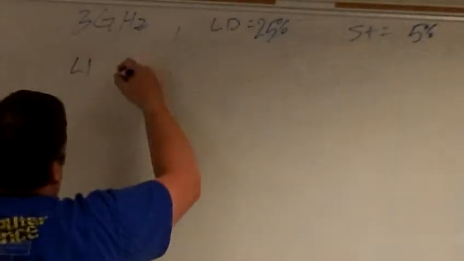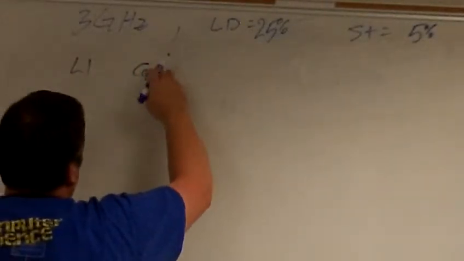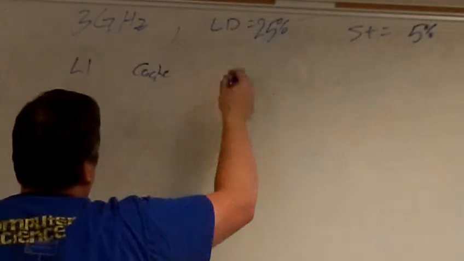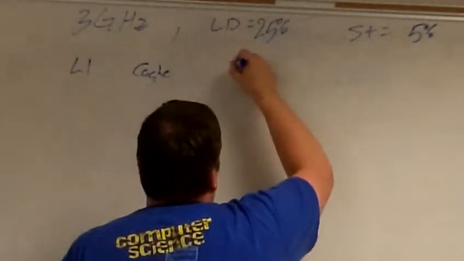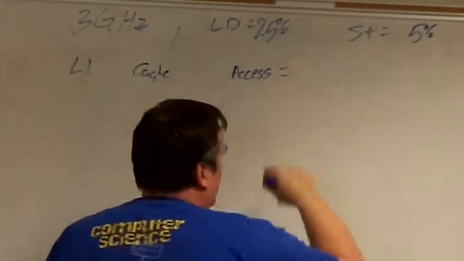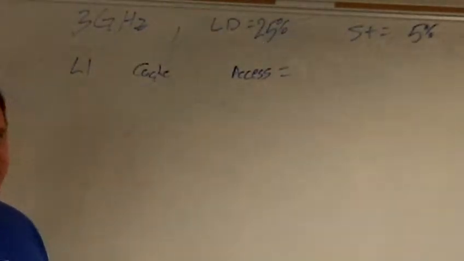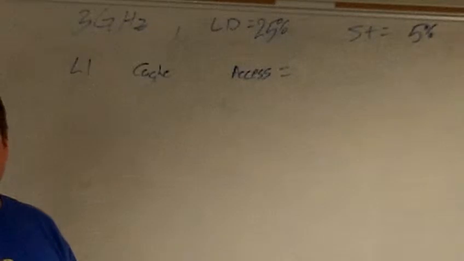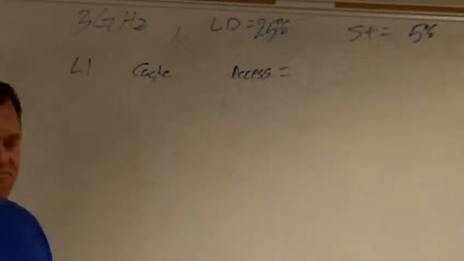The only disadvantage to that one is that we can't have cascade possibilities. So let's see, then we need a level 1 cache. It needs an access time. Let's say our access time is 300 picoseconds. Sound fair?